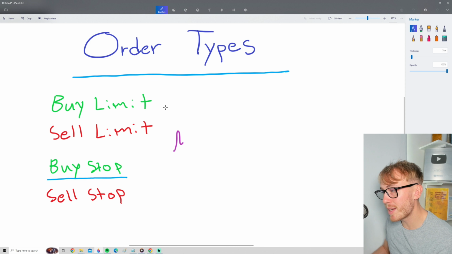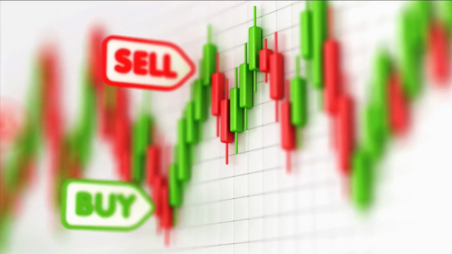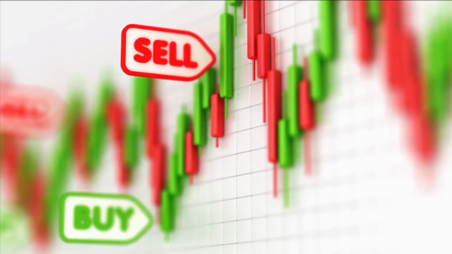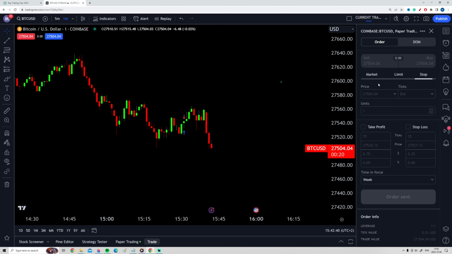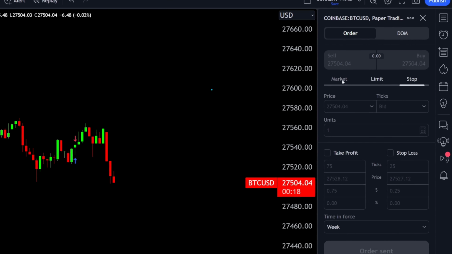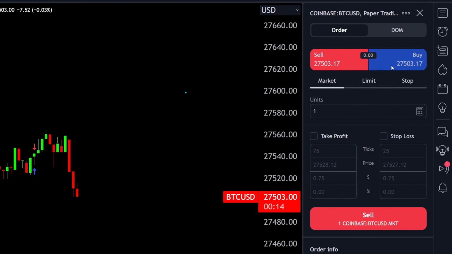The last order type I want to talk about is the market order. And the market order is very simple. This basically means that we buy or sell the asset at the current price. And let me show you guys how this works in a real life example. This time we go to where it says market here, which stands for market order. And let's say we want to buy for where we are right now.